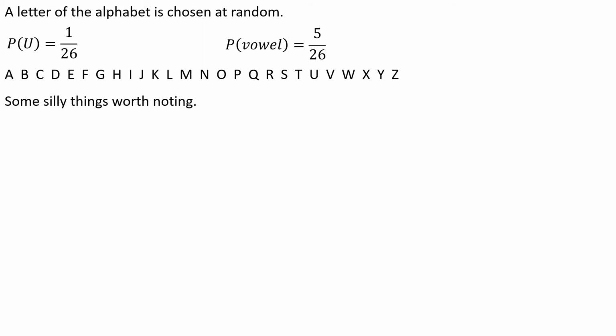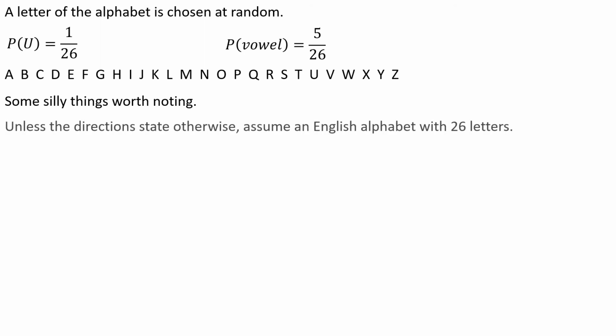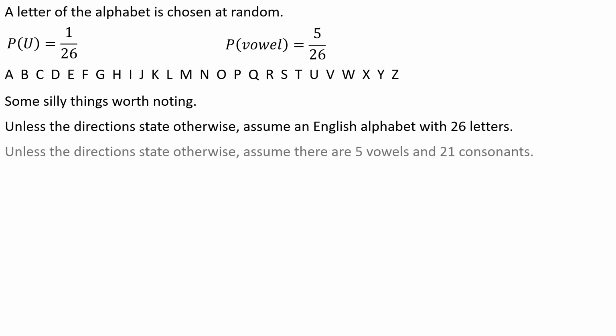Okay, Sillyville, here we go. Some things worth noting. If I forget to state very, very clearly, we're going to assume it's going to be the English alphabet. We're going to assume there's going to be 26 letters. Also, unless directions state something else, assume that there are going to be 5 vowels and 21 consonants. Right? The vowels will be A, E, I, O, U.